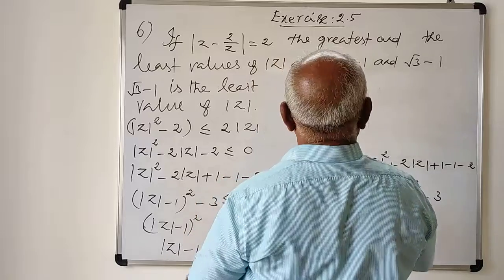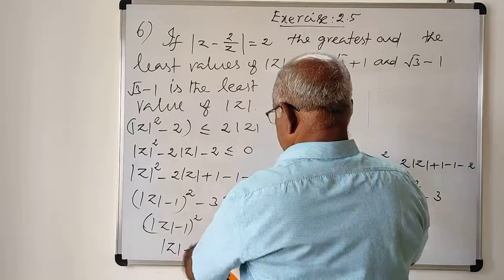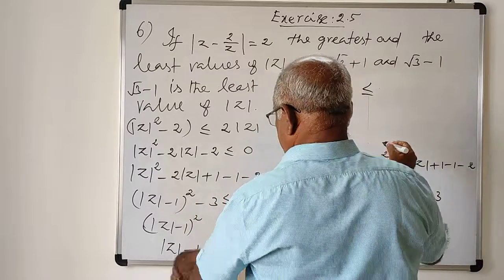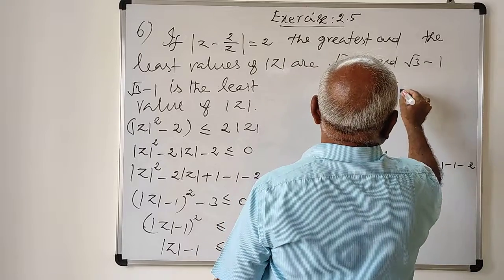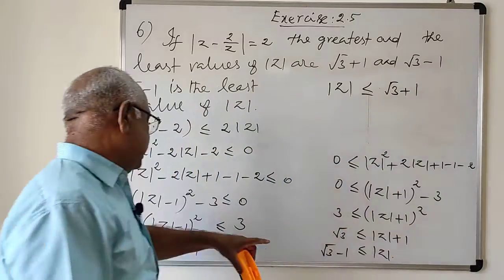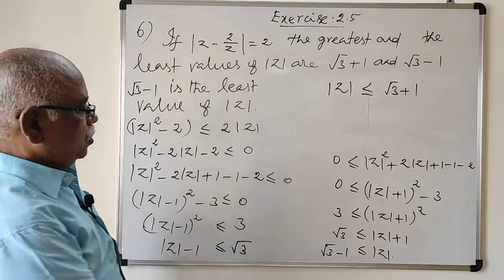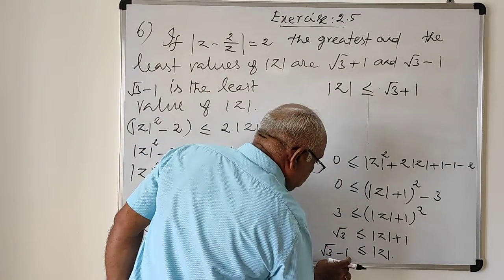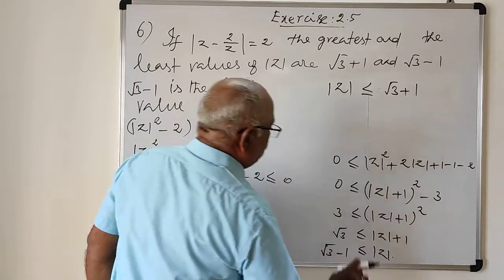What is it? Mod z is less than or equal to root 3 minus 1. When you bring it to the right hand side, it becomes plus 1. So here mod z is greater than or equal to root 3 minus 1. Therefore, it is the least value.